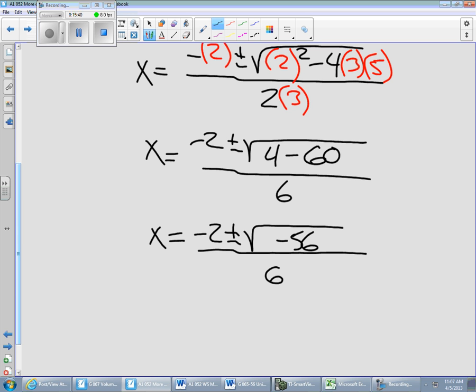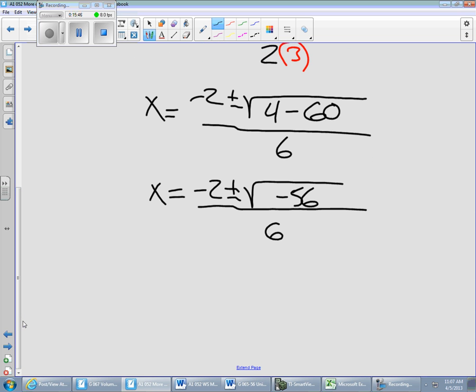We got a negative that's trapped underneath a radical. We don't like this, and the reason we don't like this is because there is no number that satisfies this situation. You cannot take the square root of a negative number, because a positive times a positive is always positive, a negative times a negative is always positive. There shouldn't be a negative underneath there, but there is. Now you remember what we called this?